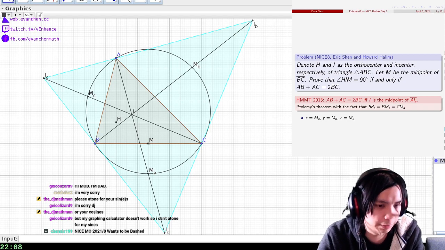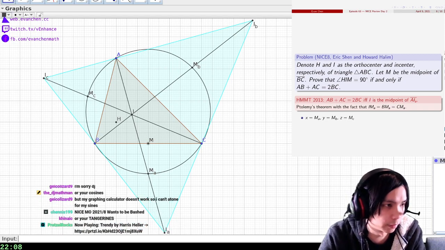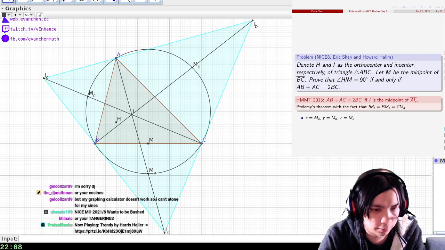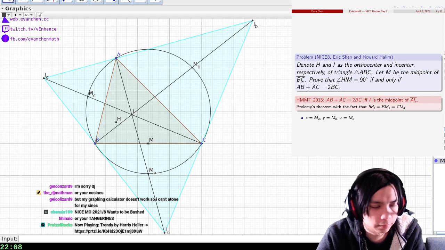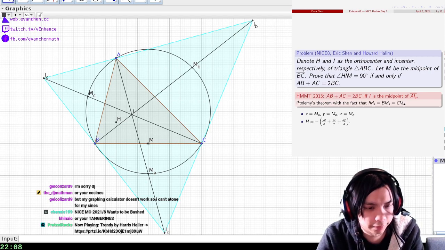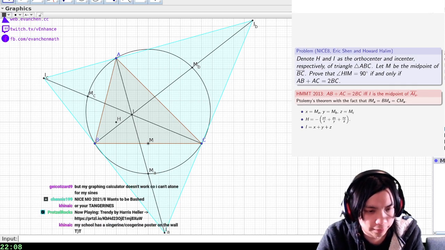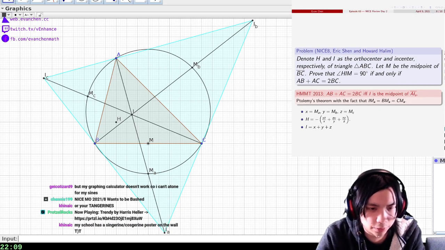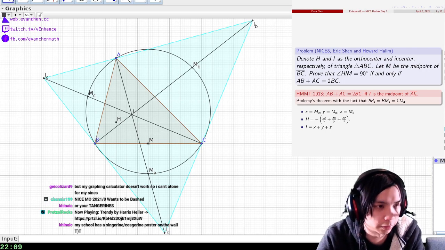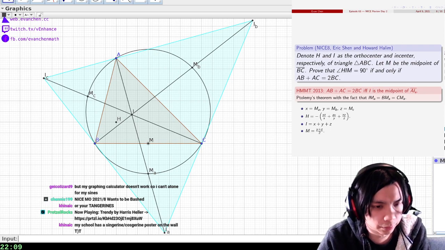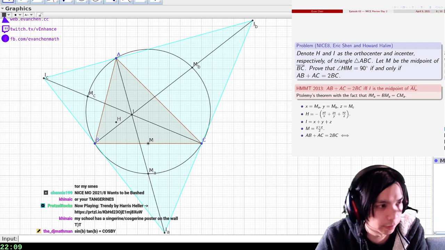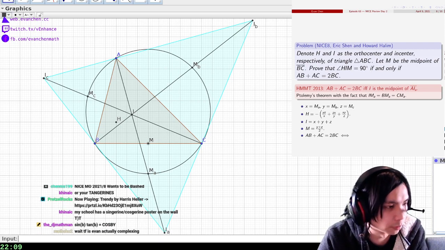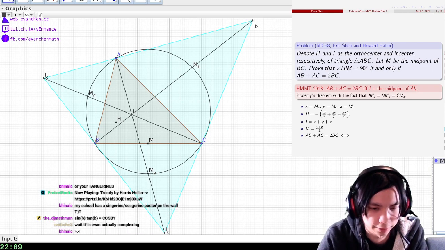If I use this coordinate system, the orthocenter is the sum of ABC, which is minus yz over x plus zx over y plus xy over z. Meanwhile, I equals x plus y plus z, and M is y plus z over 2. So AB plus AC equals 2BC, according to the Ptolemy thing, is equivalent to, let's see, x plus y plus z times 2 is equal to x plus minus yz over x, or something like that.